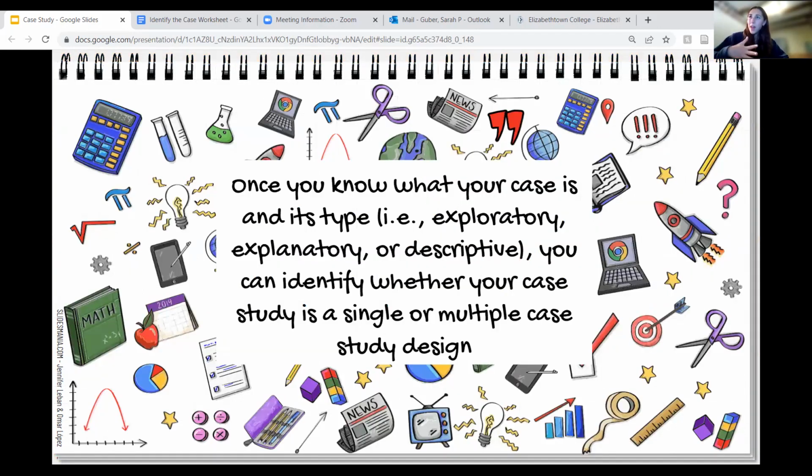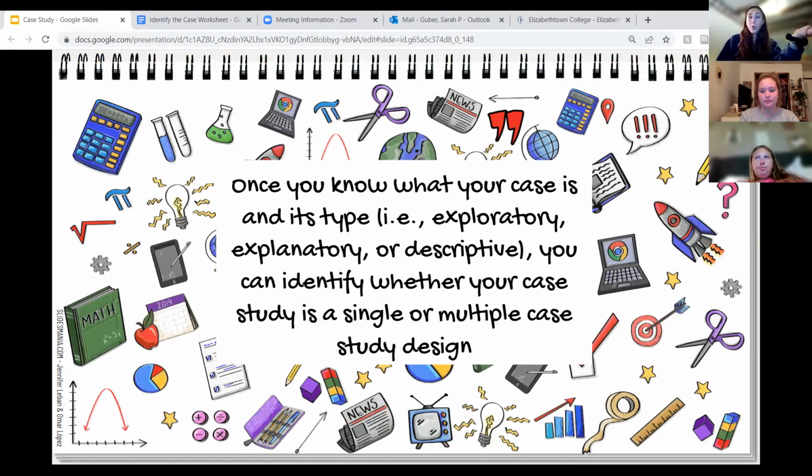Okay, now back to what I was saying before I surprised you with those questions. So once you know what your case is and its type, whether that's exploratory, explanatory, or descriptive according to Yin, you can identify whether your case study is a single or multiple case study design.